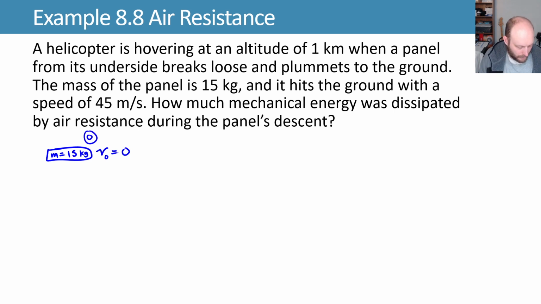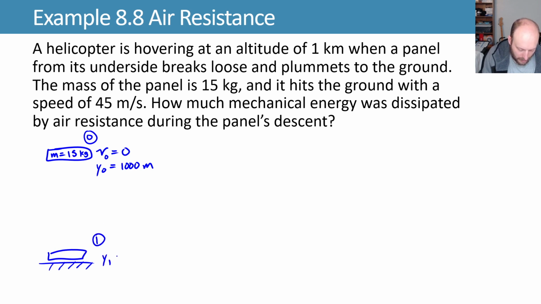I'll label this state 0. And the height here will be that 1 kilometer or 1,000 meters, above the ground. Then it plummets and it hits the ground with a speed of 45 meters per second. So down here at some later time, at some y1 that we'll call 0, we will now have some final velocity, v1, that will be 45 meters per second. And this was that kilometer above that it started.